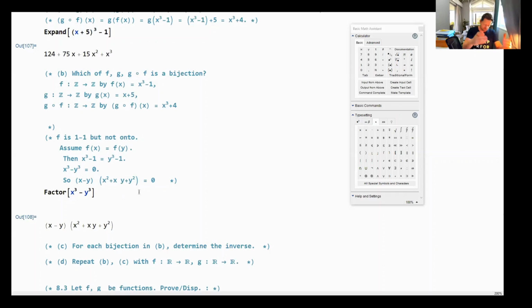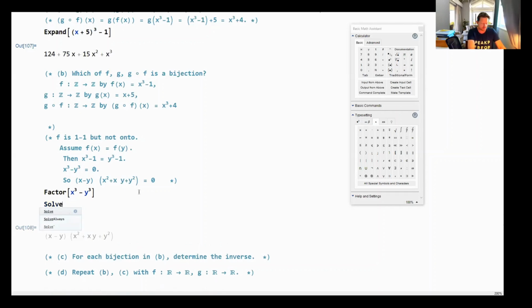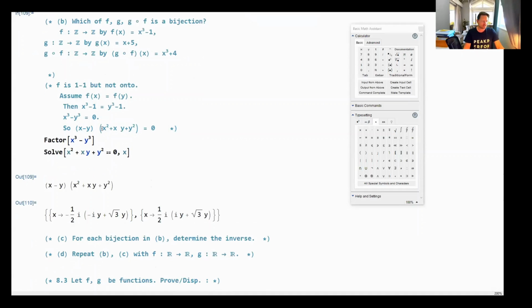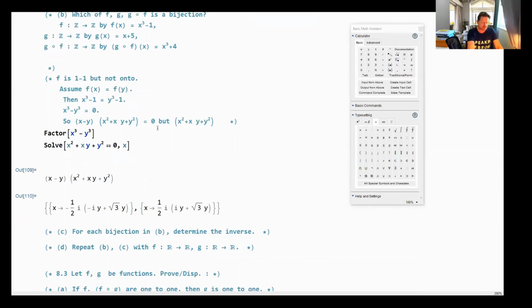So how do I demonstrate this? Basically, if you try to solve for x here, I'll just use the computer to demonstrate this. In other words, solve this quadratic equation equal to 0 for x, right? And so you see that to do that, you've got to introduce complex numbers. All right, so in other words, this one is never 0. So we'll say this is not equal to 0 for x belonging to the integers.